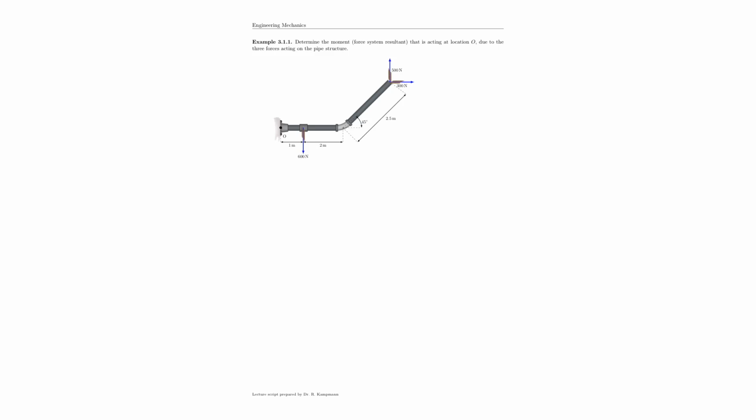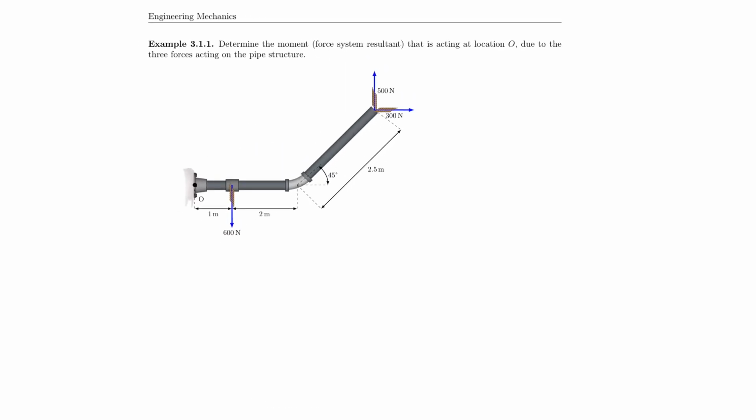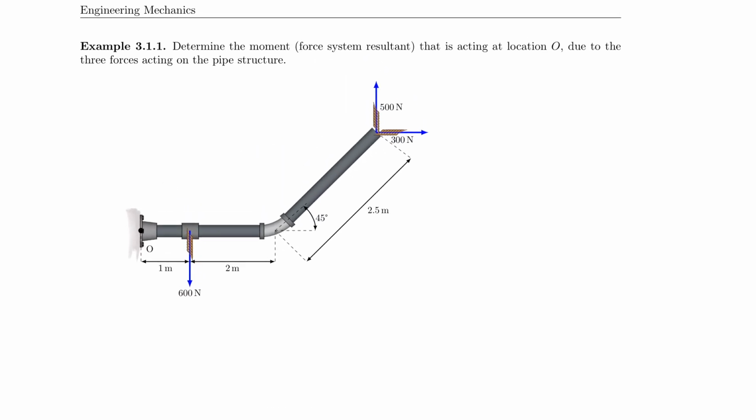So here we can see our very first moment problem as we would encounter it in real life. It's a pipe structure with 3 forces attached to them. And we now have to find the moment acting at point O. Let's read the problem statement. Determine the moment or the force system resultant that is acting at location O, right here, due to the 3 forces acting at the pipe structure. 1, 2, 3 forces, 300 Newton, 500 Newton, and 600 Newton, acting at a specific distance. The distances are indicated here.